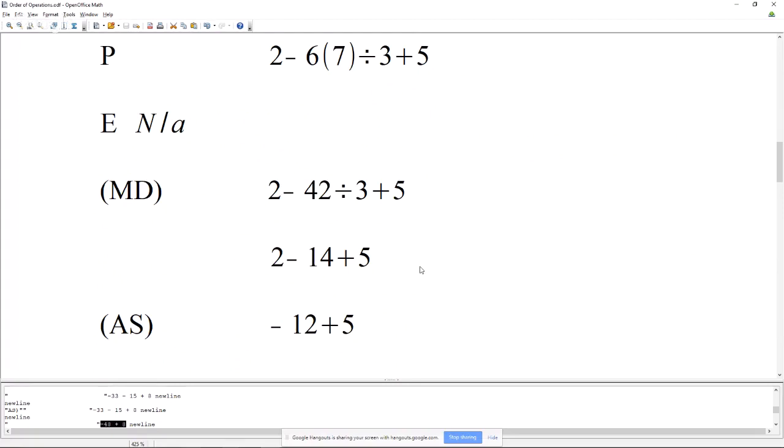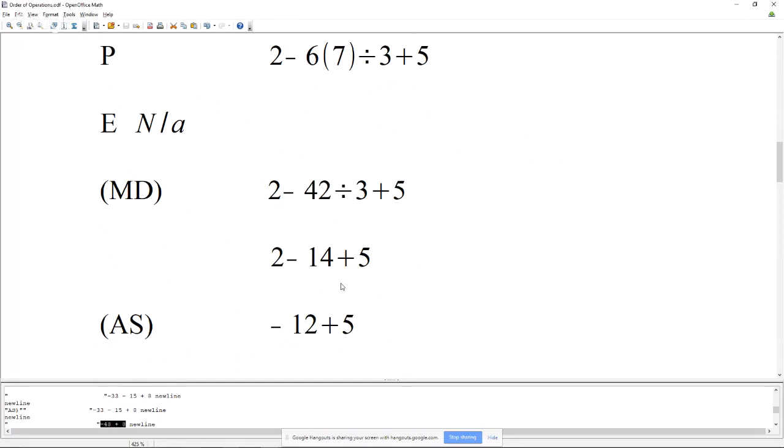Now, this is again where people get confused, right? Because they want to do the addition here before they do the subtraction, in which case they're going to get 14 plus 5 equals 19, and 2 minus 19 is going to be minus 17. That's not the correct answer.